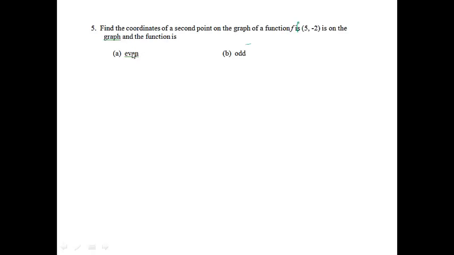If you remember, an even function was one that was symmetric with respect to the y-axis. What that means is that the y-axis is acting like a mirror.